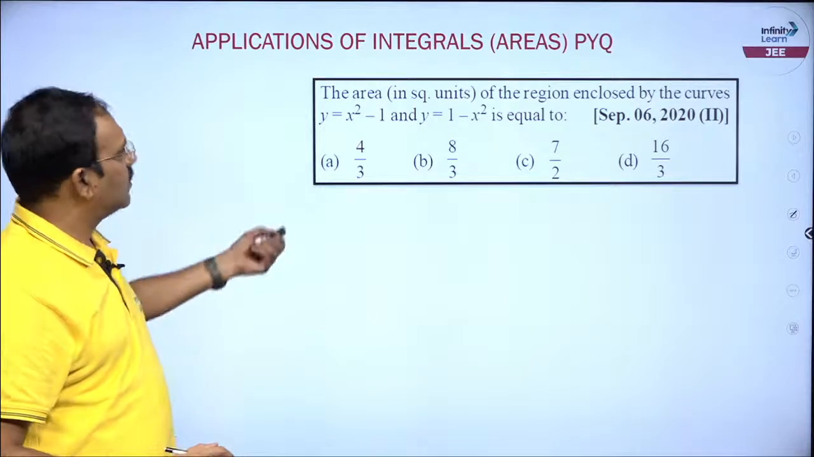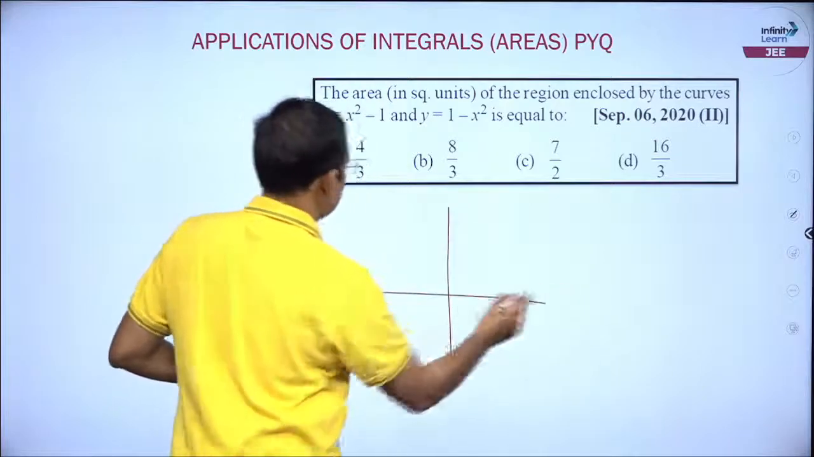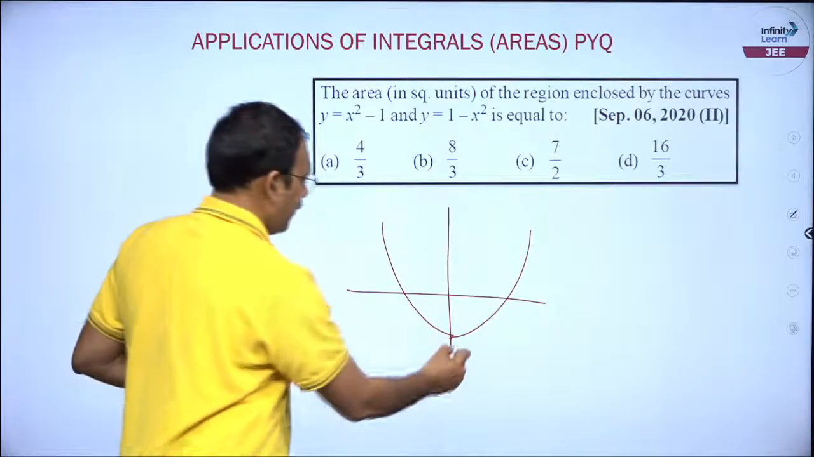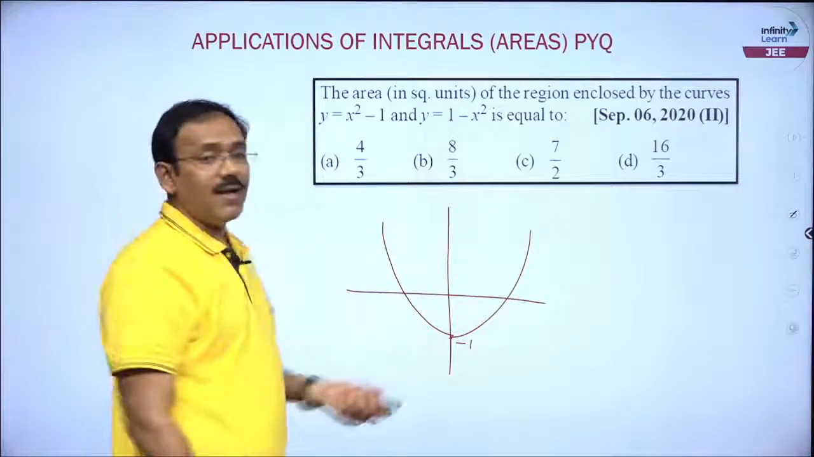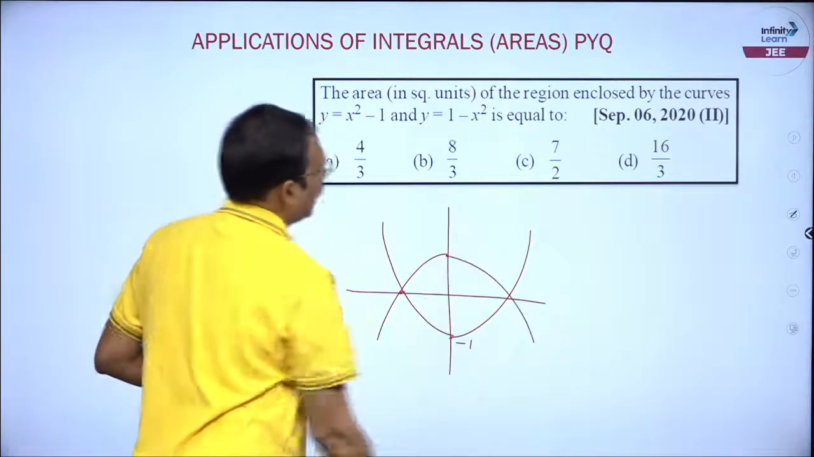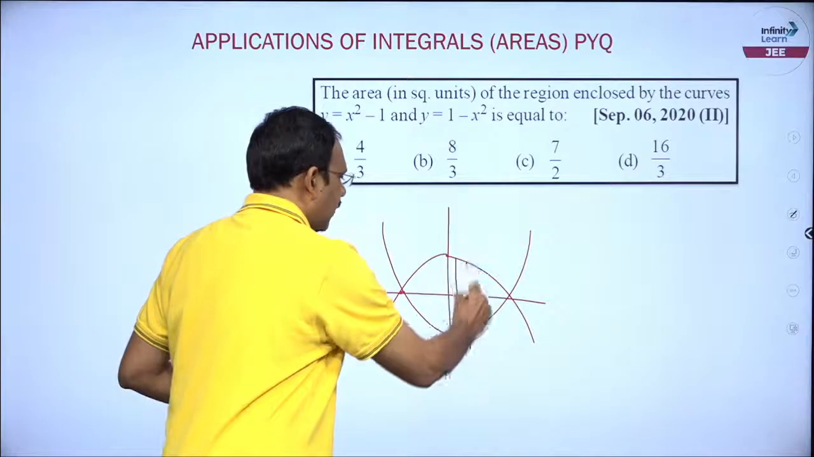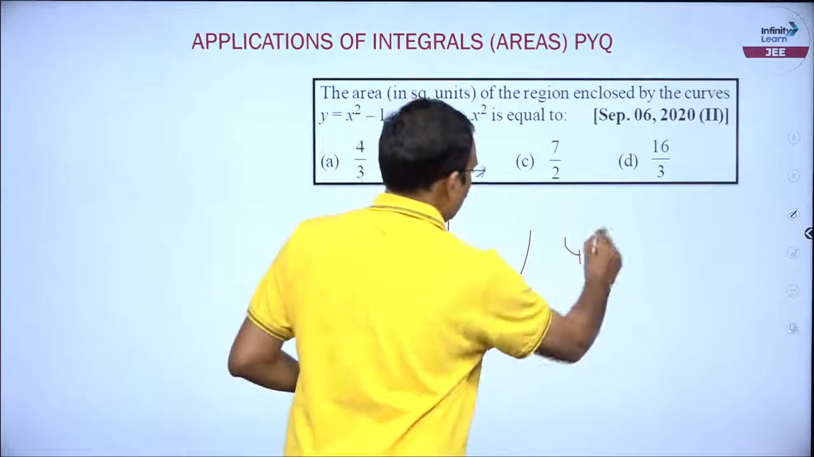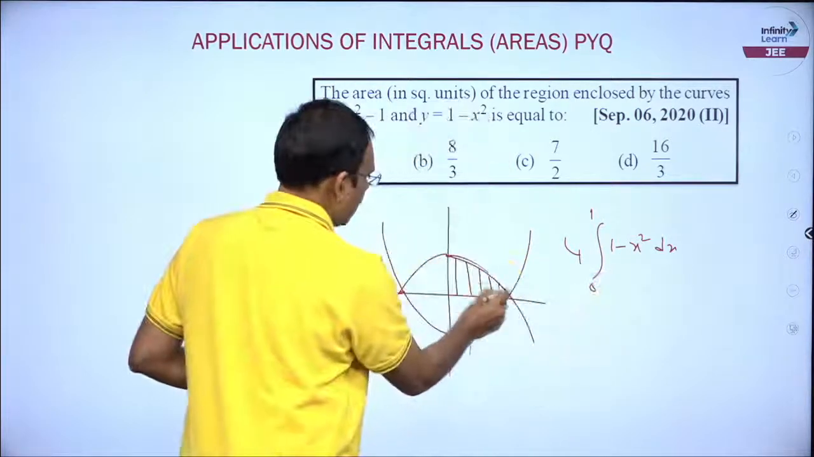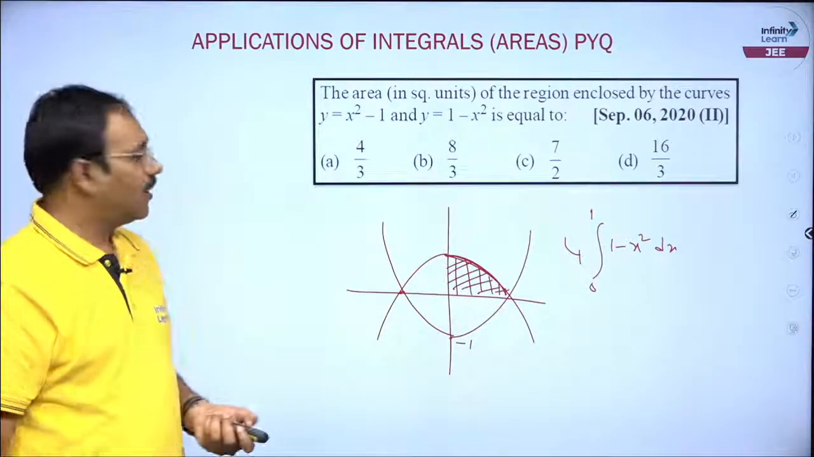In the same way, these graphs are also very simple. The area of the region enclosed by the curves y is equal to x square minus 1, a parabola which will be here at minus 1, and y is equal to 1 minus x square, intersect at the same points. For the area enclosed between these two, you can observe the symmetry: you just find this area and multiply by 4, 4 times the integral 0 to 1, 1 minus x square dx. You see, this is the 1 minus x square curve. So 4 times this is going to be your answer, right, dear students.